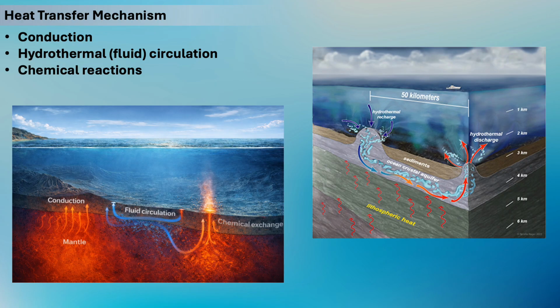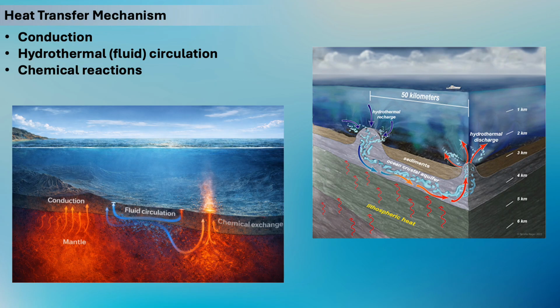As seawater circulates through the crust, a number of chemical reactions occur. For example, magnesium is removed from seawater as it reacts with basaltic minerals, while calcium and other elements are released into solution. Sulfate in seawater can be reduced, and metals such as iron, copper, and zinc can be mobilized. These reactions fundamentally change both the composition of the circulating fluid and the oceanic crust itself.